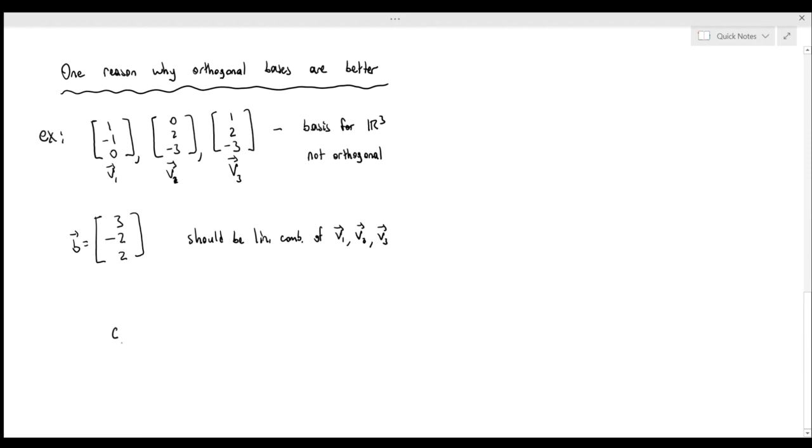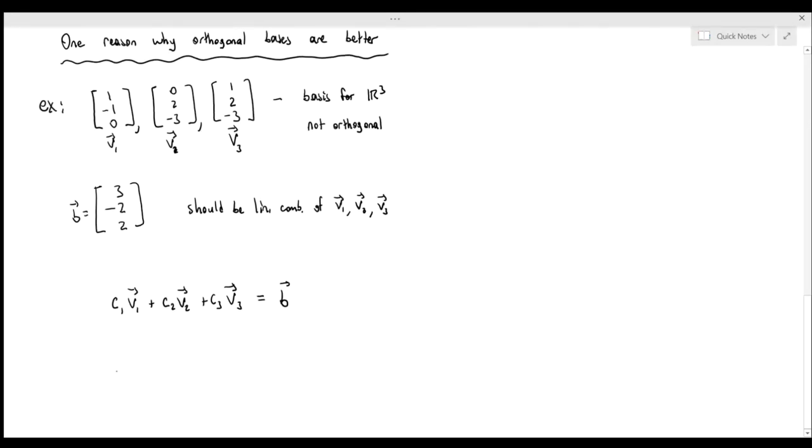So that means I should be able to find some constants, C1, C2, and C3, for which this would be equal to the vector B. And if I wanted to solve for these scalars, C1, C2, C3, I would ultimately have to set up a system of equations. I would ultimately need to solve this system of equations here in order to get the coefficients.